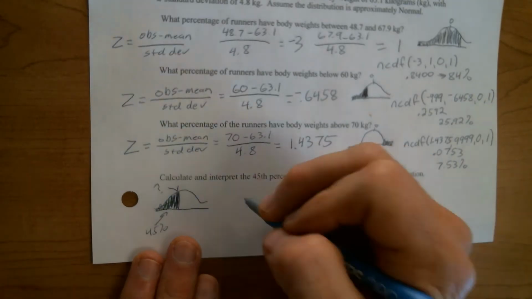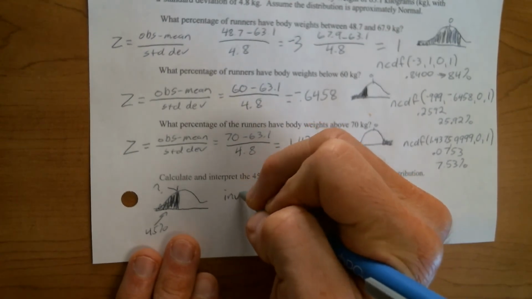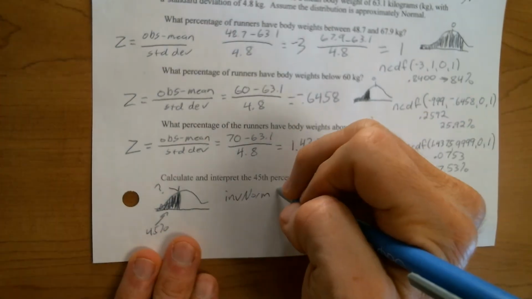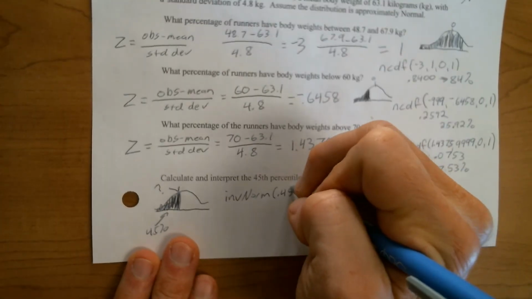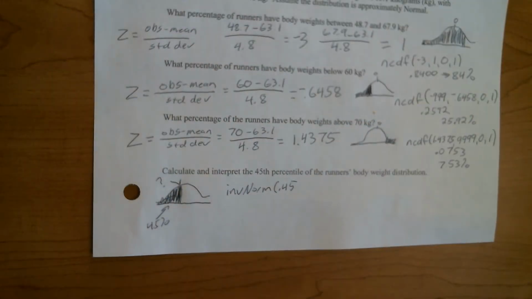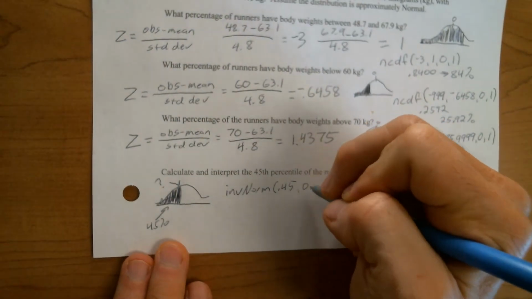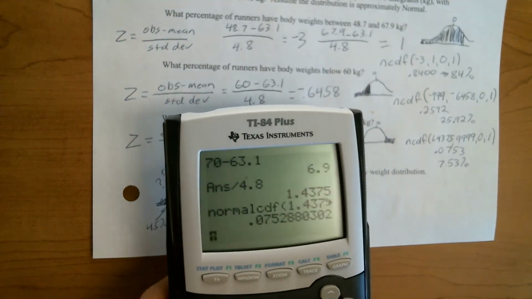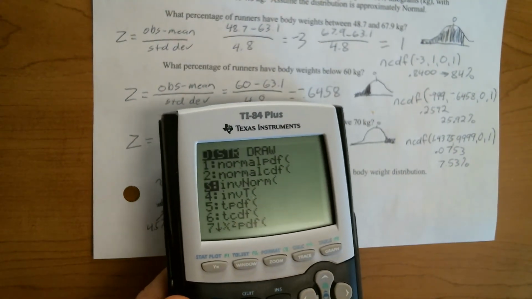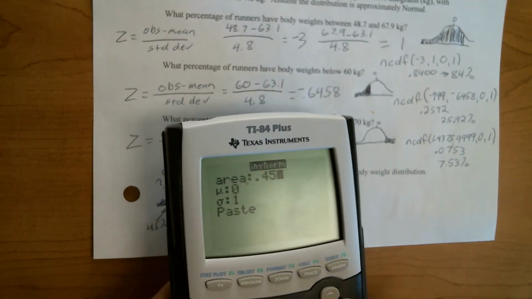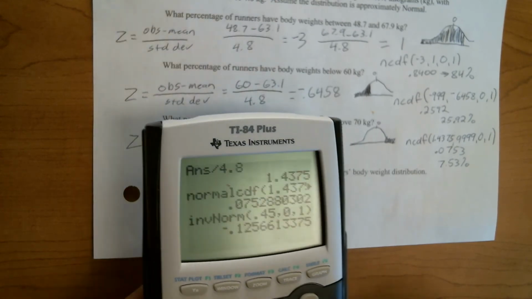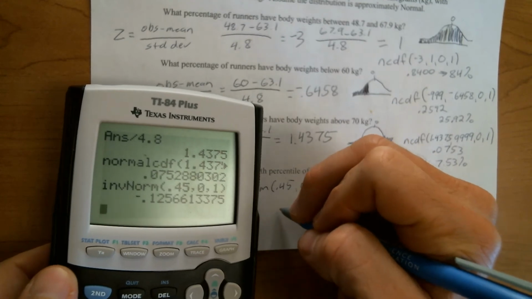All right, so this requires inverse norm. We know that the area is 0.45 or 45%, because the percentile is the percent below. The mean is still 0. The standard deviation is still 1. So we go to the same exact menu, only we choose choice 3. Our area is 0.45. Our mean is 0. Our standard deviation is 1.